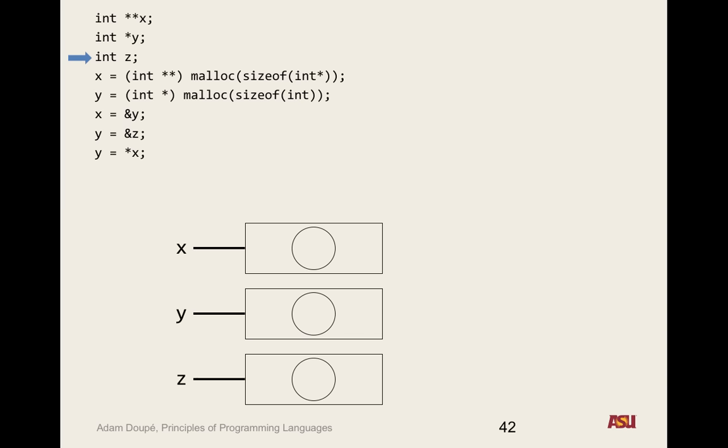So this hopefully shows that types are really about the type system and all that stuff, but we don't really care what any of the types of these things are. We don't care that x is an int star star. We just know that int star star x says define a name x and bind it to some location. That's all.